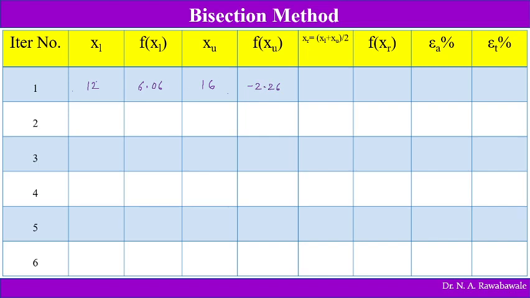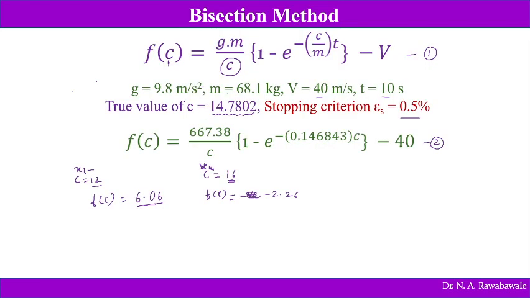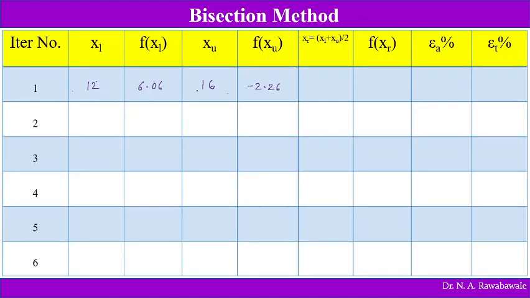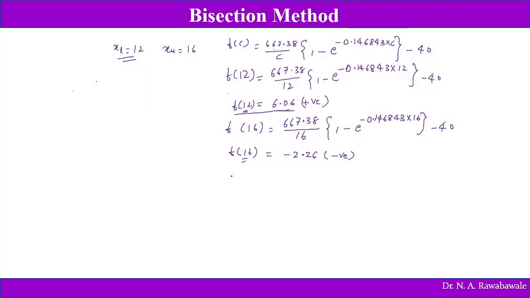So these are the two roots which are not accurate. The true root is already given in this problem as 14.7802. This is the true answer, but these roots 12 and 16 are not true roots, so they have error. To refine this, we have to take the average of 12 and 16. So xr is equal to xl plus xu divided by 2. xl is 12 and xu is 16, divided by 2, the average works out to be 14.